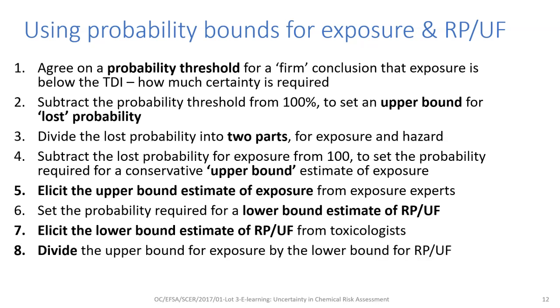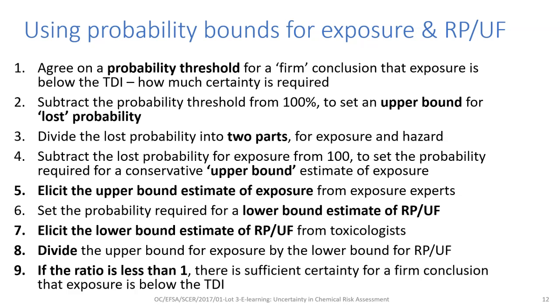Finally, divide the upper bound for exposure by the lower bound for RP over UF. If the ratio is less than 1, there is sufficient certainty for a firm conclusion that exposure is below the TDI. For example, suppose it was agreed that 90% probability of exposure being below the TDI is sufficient to conclude there is no health concern.